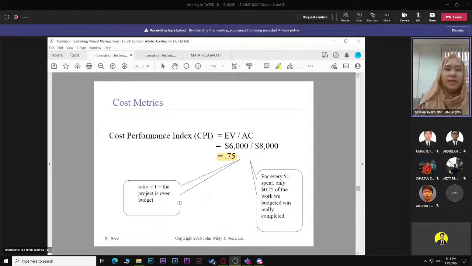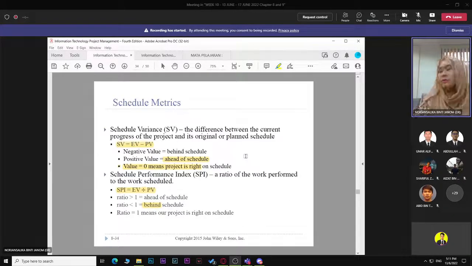For the cost performance index, for each dollar that you spend, you will get 0.75. So based on the rule of thumb just now, if it is more than 1 it is ahead of budget, and less than 1 means that it is over budget. So you only got back, the productivity level is only 0.75. The other 0.25 is a loss for your project. So you have to bear the loss. So that is about the budget itself, the productivity.